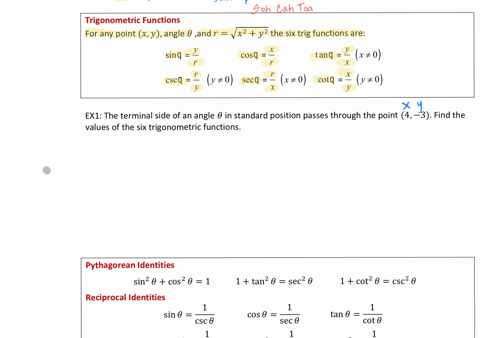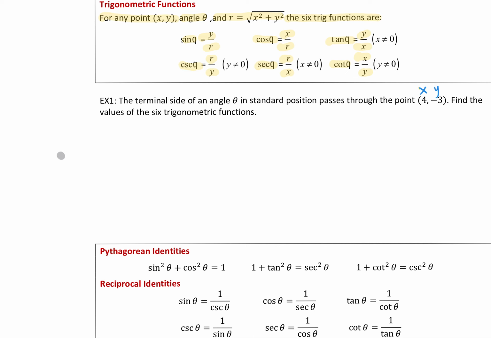Now, I can find the tangent and the cotangent right away because they're only written in terms of x and y. So right away I get the tangent of theta is y over x, so -3 over 4. And I get cotangent of theta is, flip it, so -4 over 3. I can't get any of the other 4 without knowing what r is.